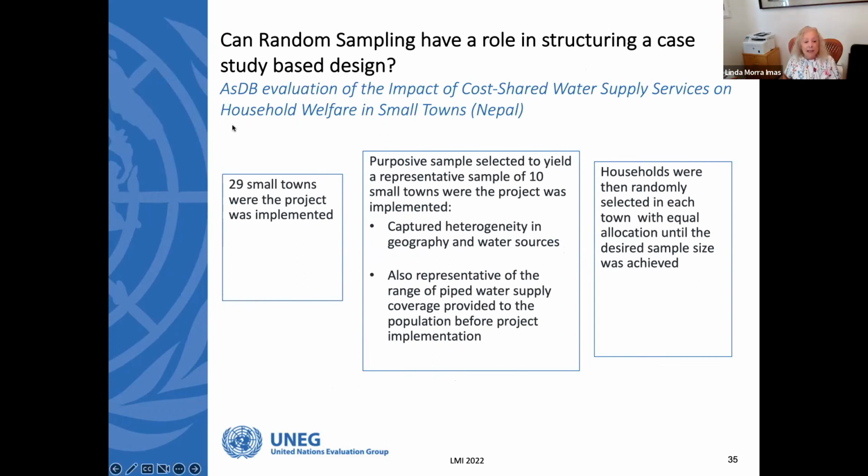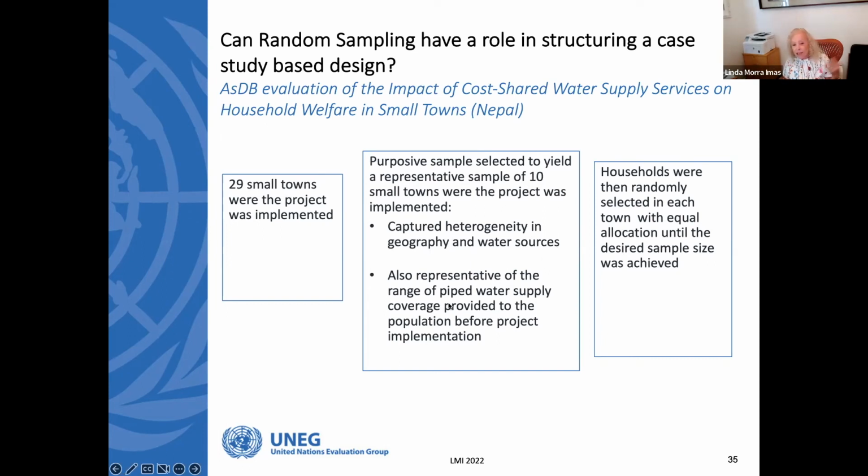You can also do random sampling, as I mentioned before, absolutely no reason not to. This was one study that was done by the Asian Development Bank on the impact of cost-shared water supply services. They had 29 small towns where the project was implemented. They did a purposeful sample. We don't have time today to talk about sampling for case studies, but they picked out what they thought was a representative sample of 10 out of the 29.